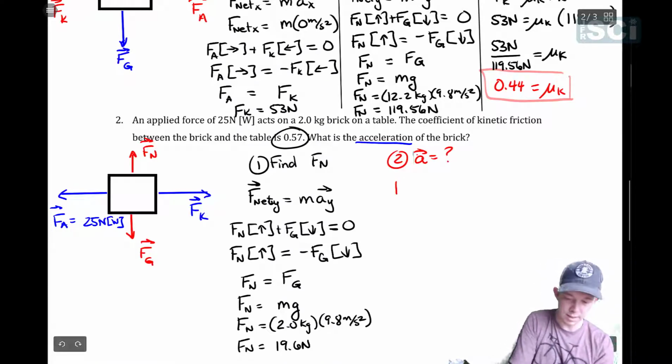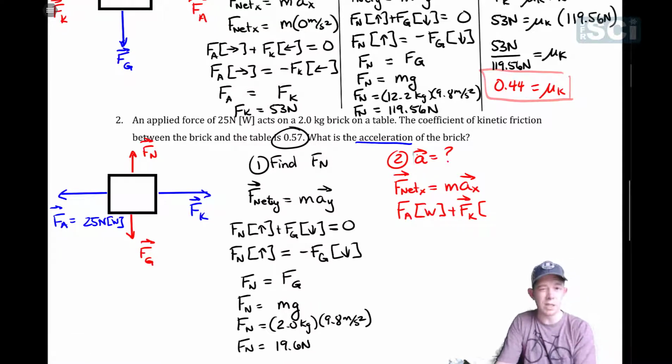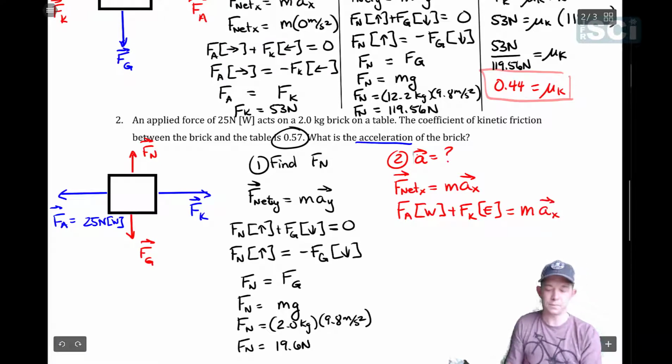Let's go ahead and find it. So I'm going to say F net x is equal to the mass of the object multiplied by the acceleration in the x direction. I have the applied force, which is acting westward, which in this case is left. So we'll say west, left, plus a kinetic friction, which we're not really sure what direction it's acting, but because it's opposing the motion, it's going to be acting towards the east. And that's going to be equal to the mass multiplied by the acceleration in the x direction. Okay, so the applied force. Well, I need to find the frictional force first.